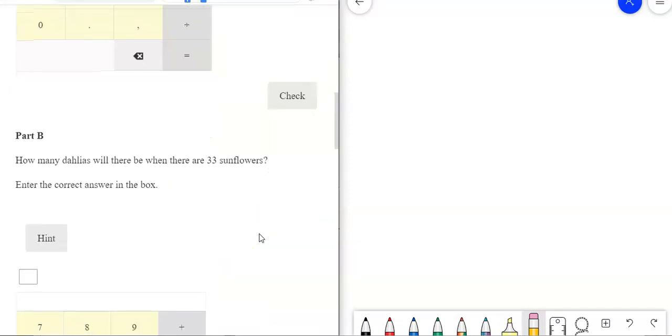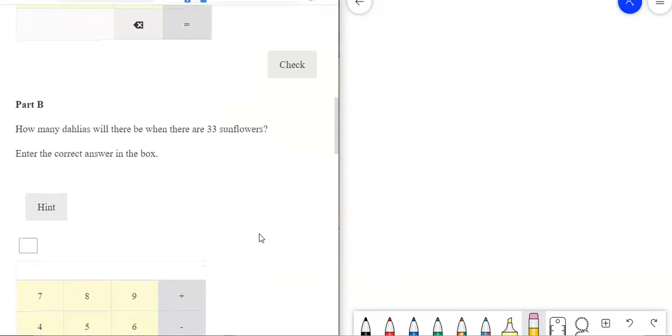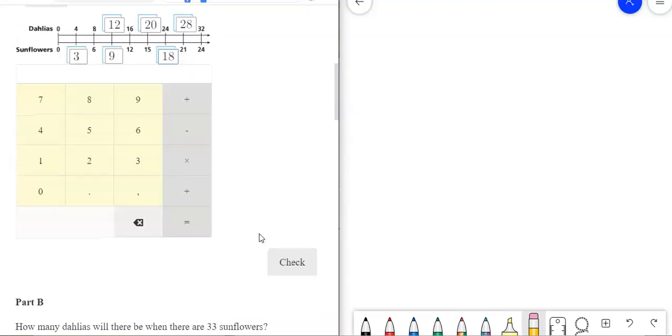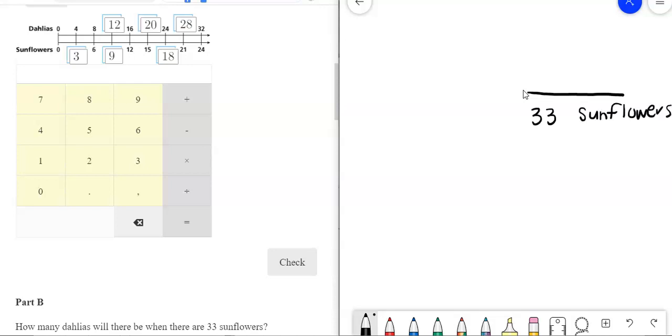Okay, so how many of Delilah's will be there when there are 33 sunflowers? I want to know if I have 33 sunflowers, how many Delilah's will it be?